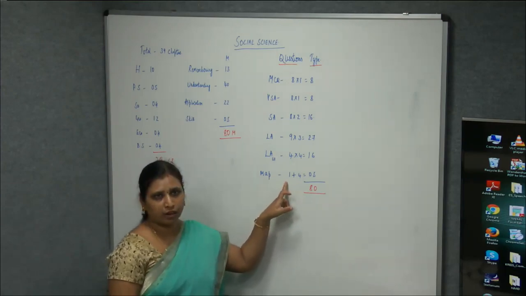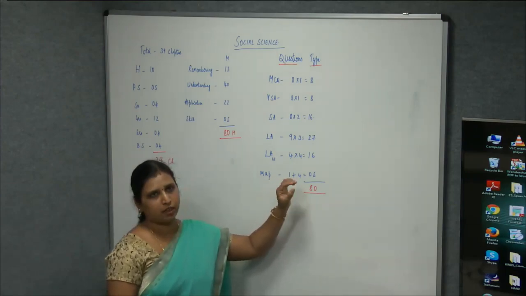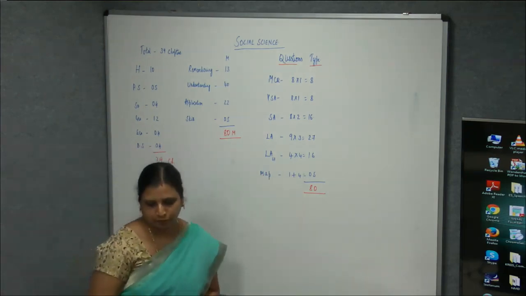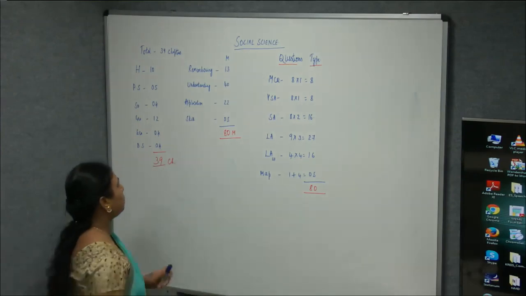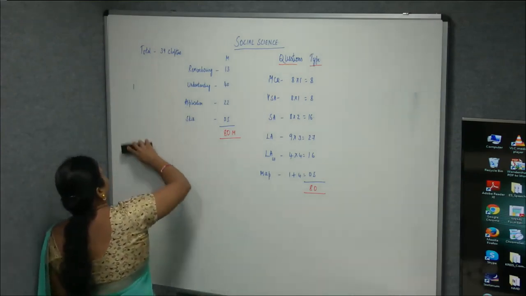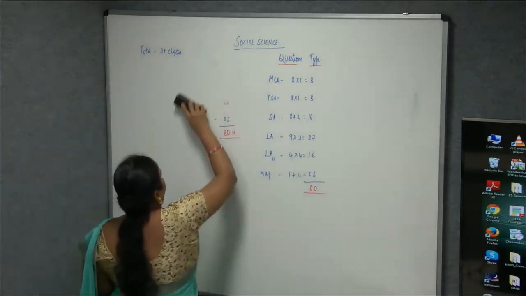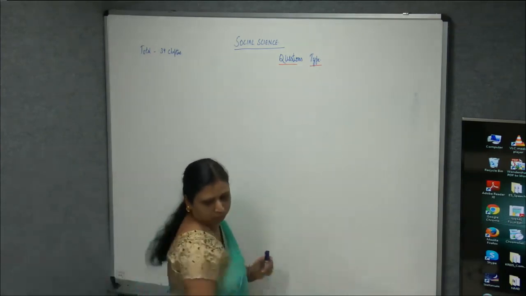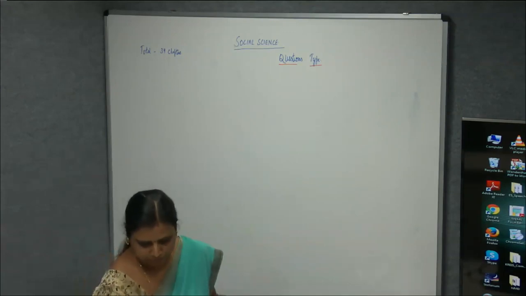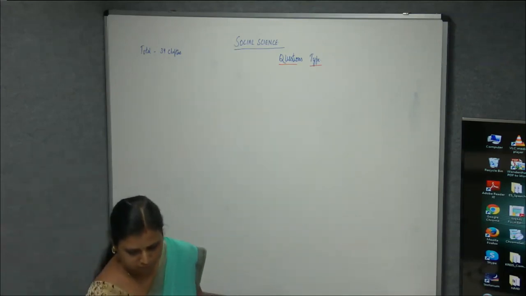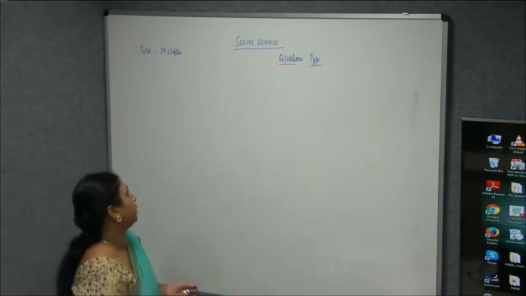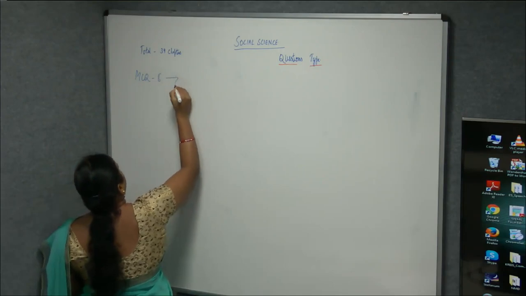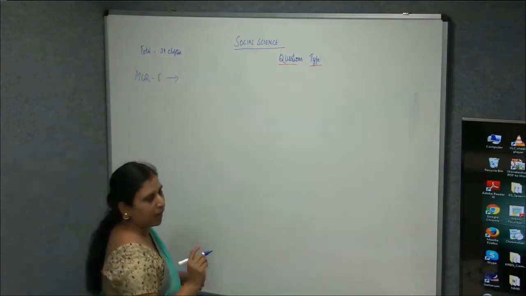So 1 mark is for drawing a map and 4 marks is for placing the map. Okay, marking for the map. So total 80 marks. Okay. So let us discuss how these questions will come. So I told, MCQ we're having 8. So in this, from history, we are having 2.